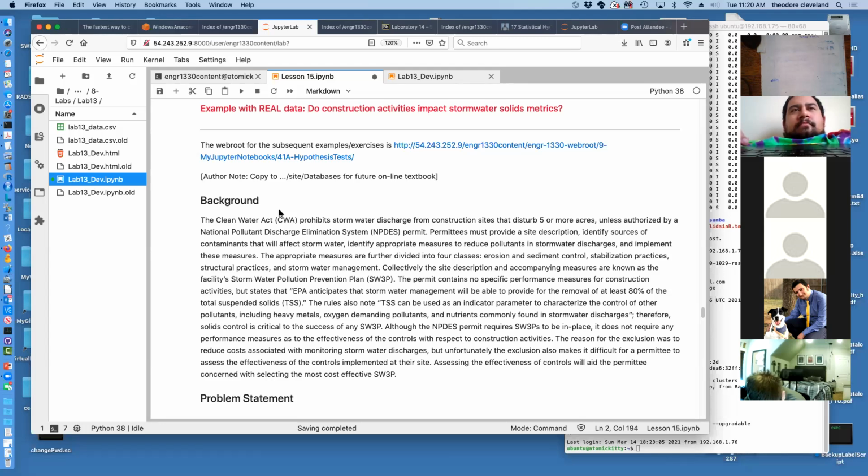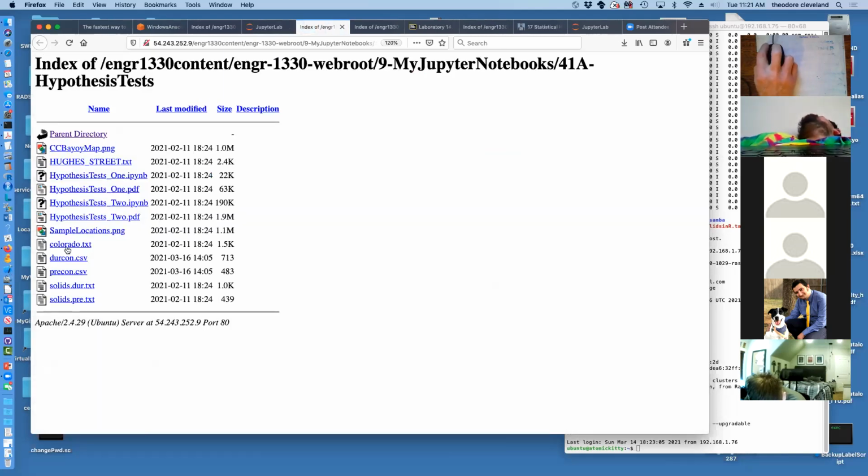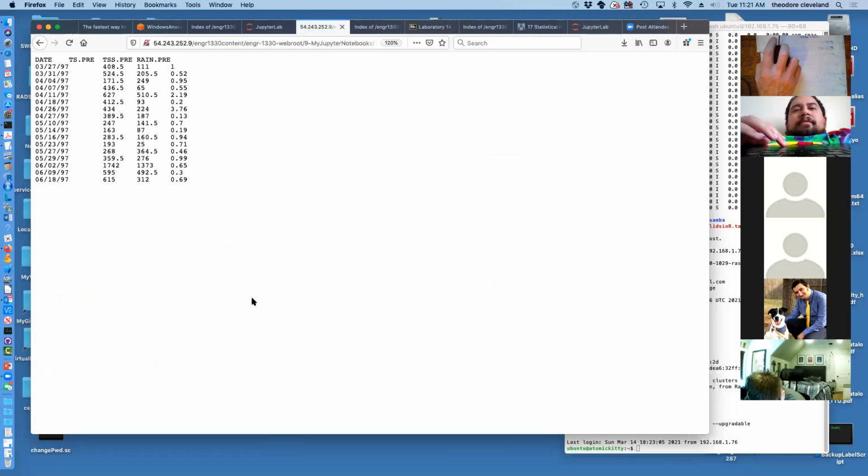So here's why you might use a hypothesis test. We're going to look at some data, and so here's one set of data. We have some dates, and we have total suspended solids in a stream, and we have the rainfall that occurred on those particular days.